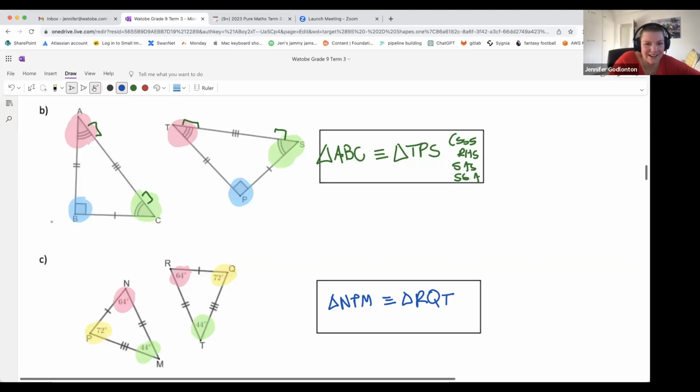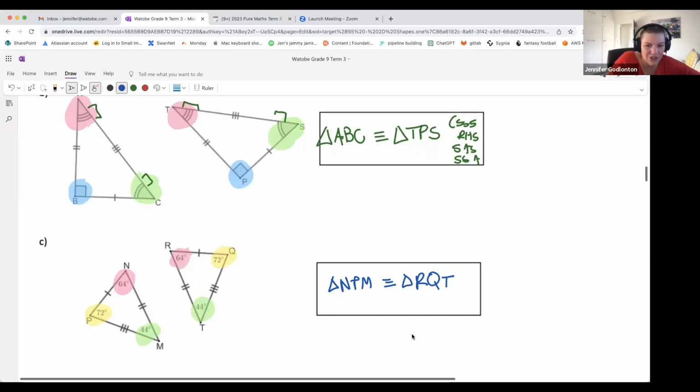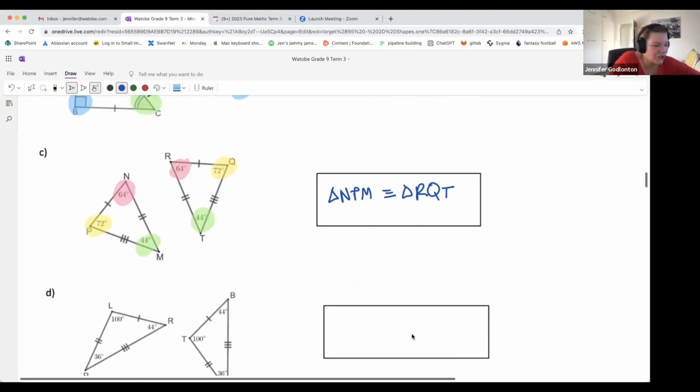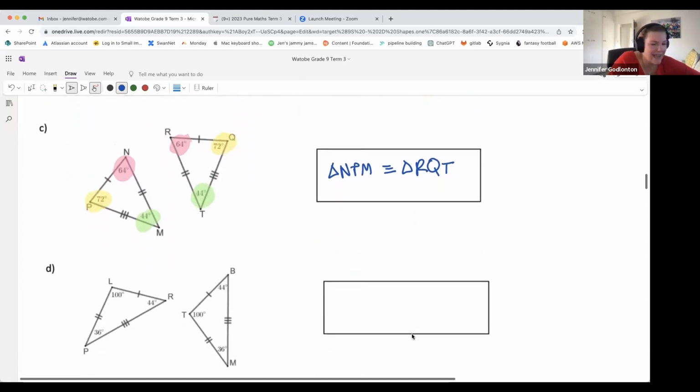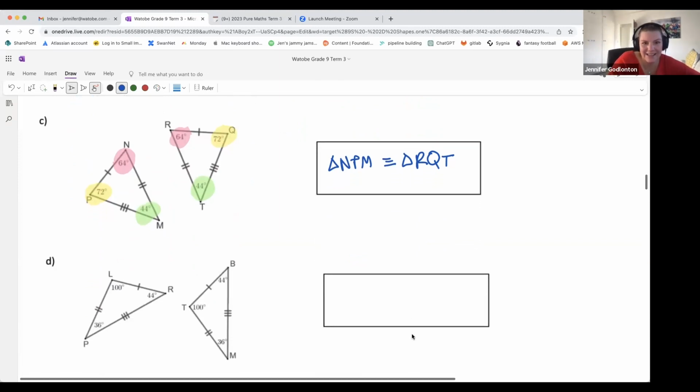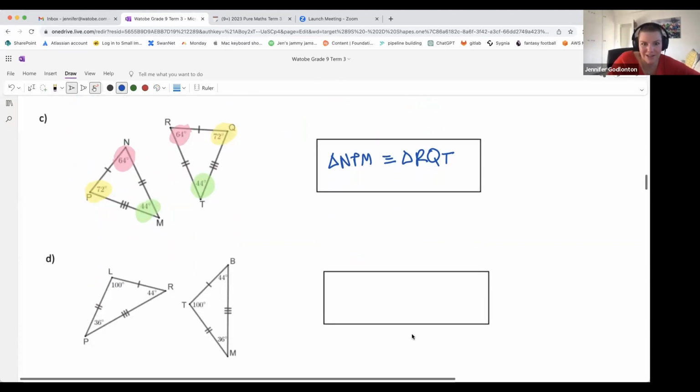Are we getting these right, guys? Are you feeling confident with them? Are you feeling good? Good, good. Yes. I like it, because remember, when we start getting into the complicated ones, we need to be able to do this.